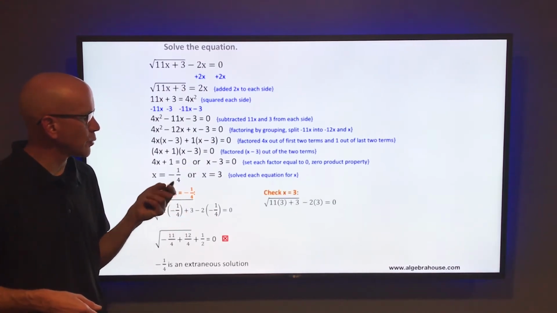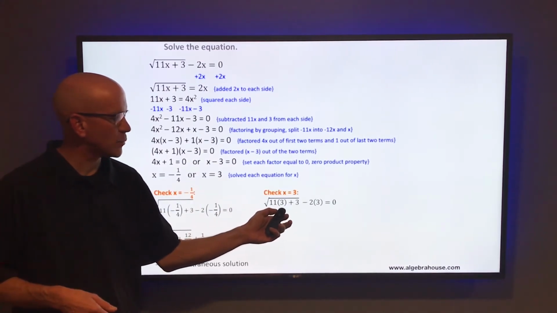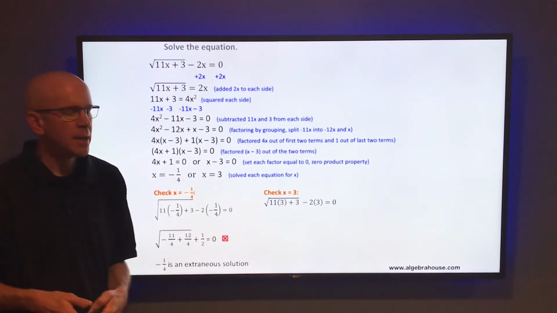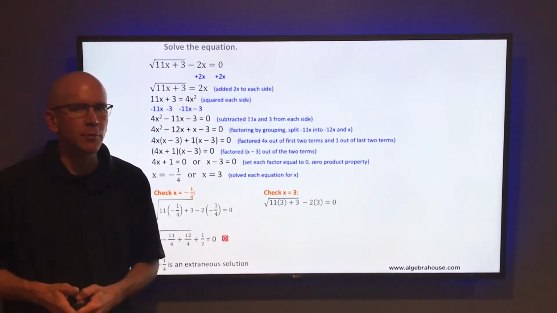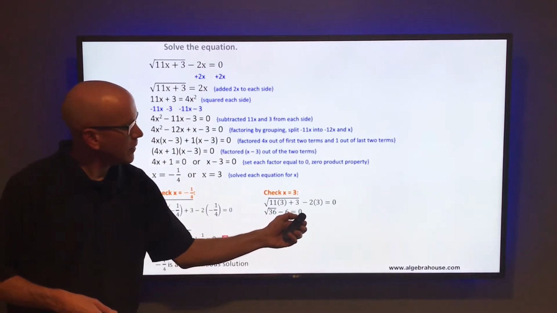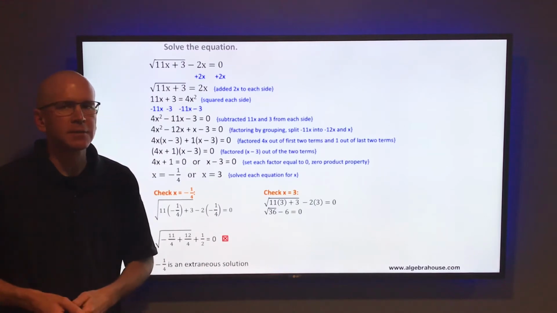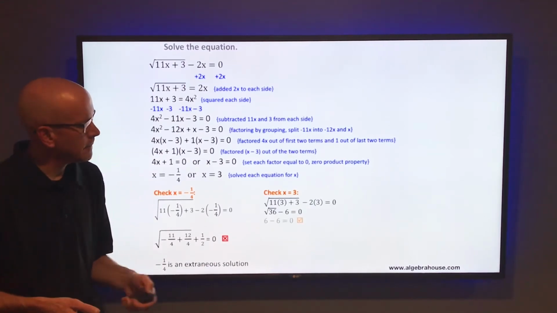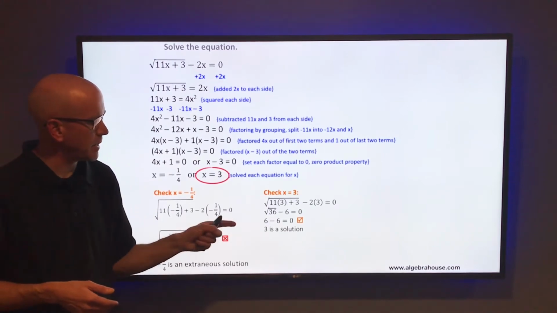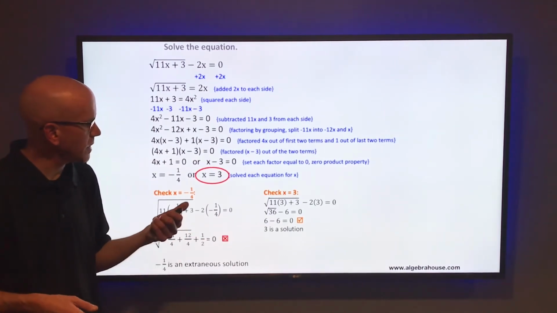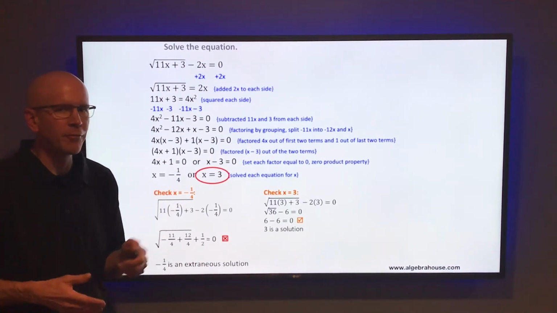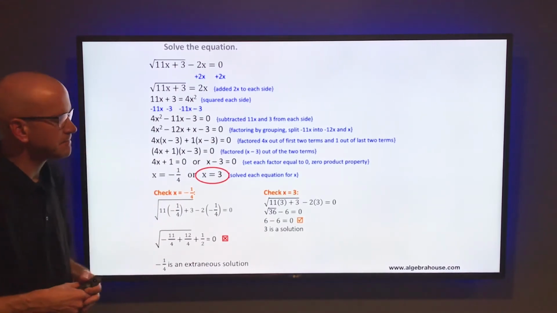Next, check the 3. If you substitute 3 in for x, it'd be the square root of 11 times 3 plus 3, and then minus 2 times 3. So 11 times 3 is 33, the square root of 33 plus 3 is the square root of 36. And then negative 2 times 3 is negative 6. Well, the square root of 36 is 6. So it'd be 6 minus 6, which is 0. Both sides equal each other. That makes a true statement. That means 3 is a solution. So 3 is a solution, and negative 1/4 is an extraneous solution.